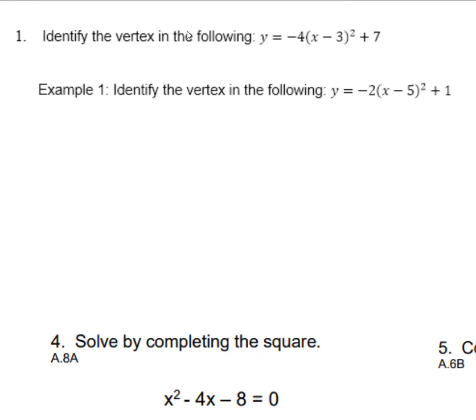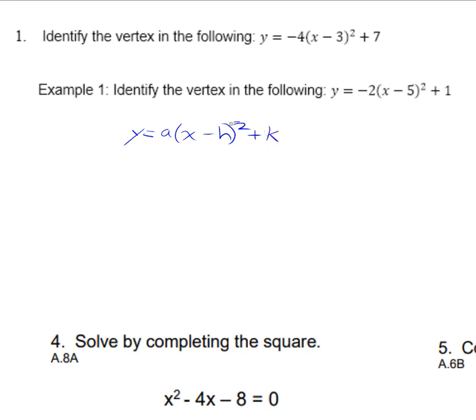And off we go. Alright, so the first question is identify the vertex in the following, and it gives you this equation here, which is y is equal to negative 4 times x minus 3 squared plus 7. And if you're looking at that, you might be wondering, okay, well, what parts are the vertex? So let's look at this real quick. If you look at the vertex form of an equation, you have y is equal to a, which is a constant, times x minus h, squared plus k.